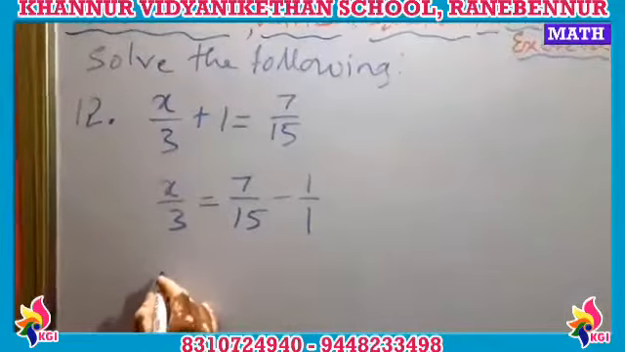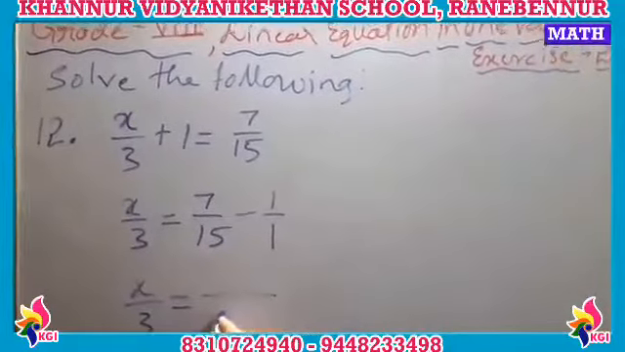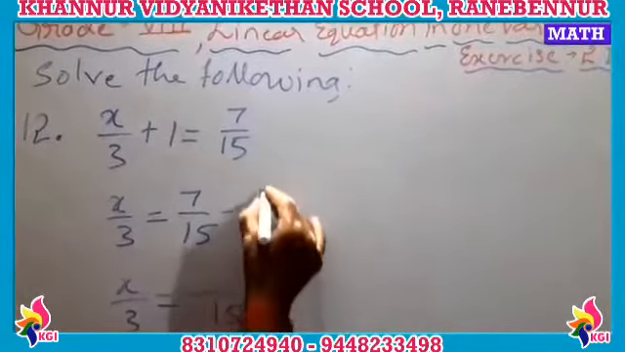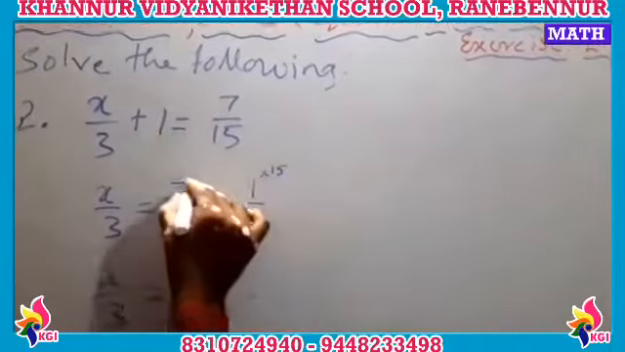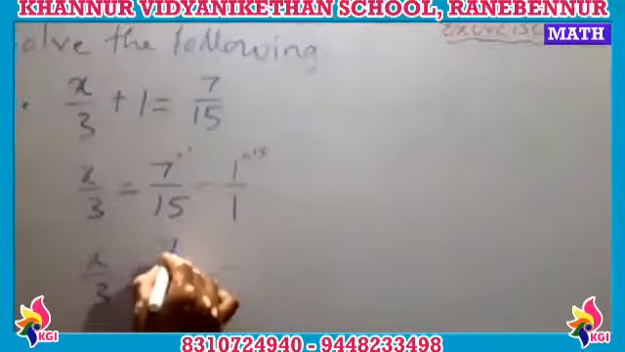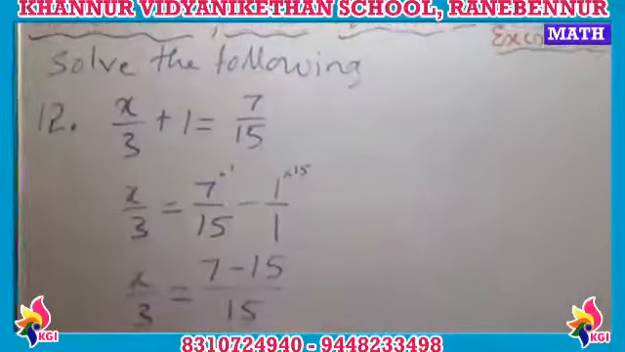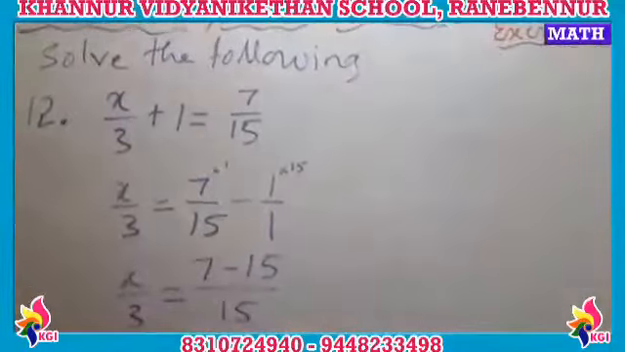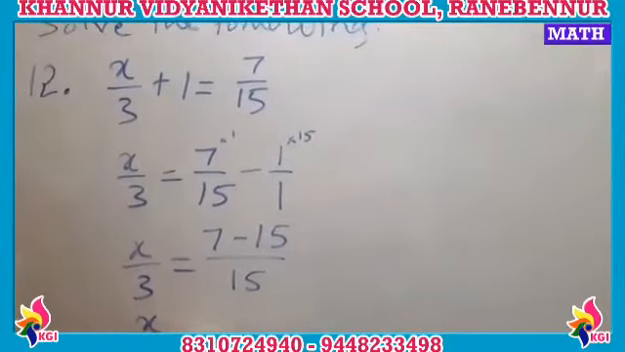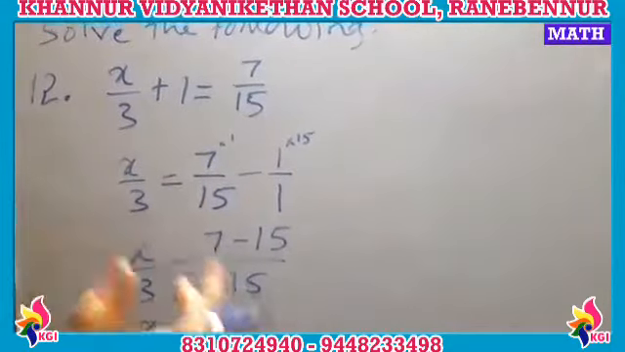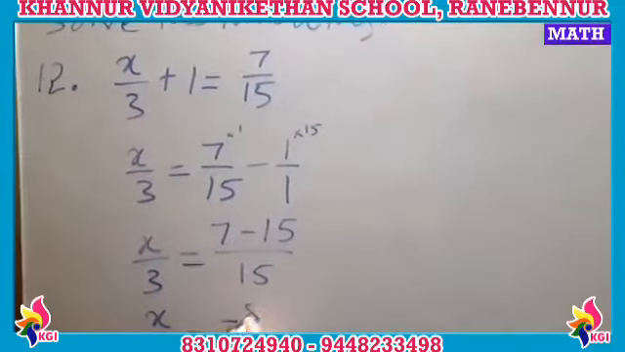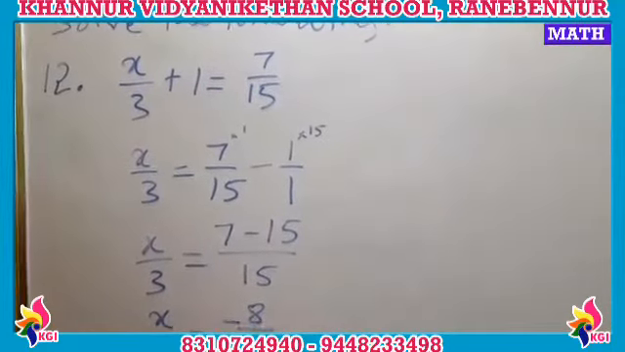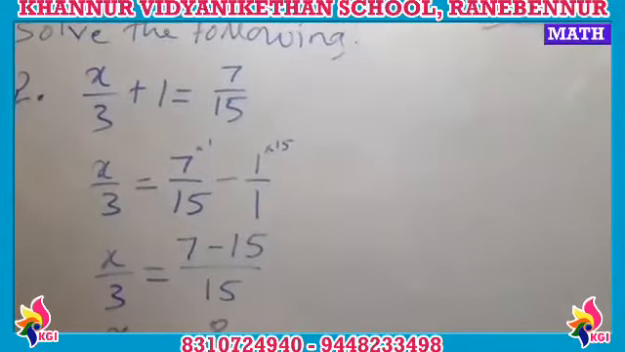Okay. So next, x divided by 3 is equal to. So what is the LCM of 15 and 1? It is 15 only. So I need to multiply this one with 15, here with 1. So next, 7 minus 15. So 7 minus 15 is how much? We have to go for next. Okay. So x divided by 3 is equal to 7 minus 15, which is minus 8. So minus 8 divided by 15 I got here.